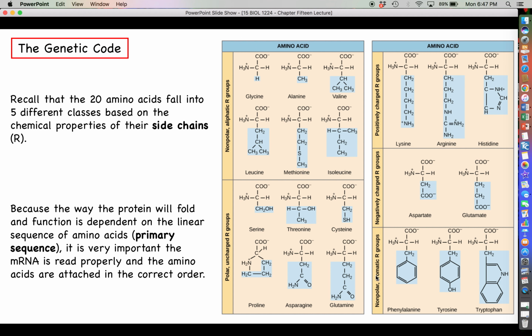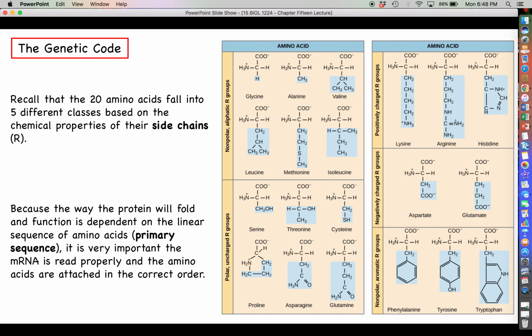Obviously, these chemical properties of the side chains are very important because they are a major determinant of how the protein eventually folds. And we're going to find that protein folding actually happens very soon after the protein synthesis process gets going.